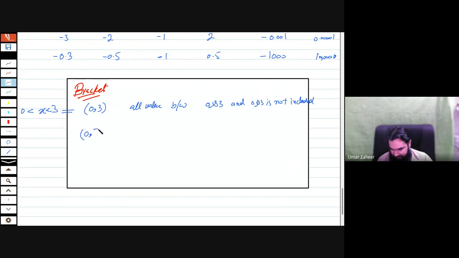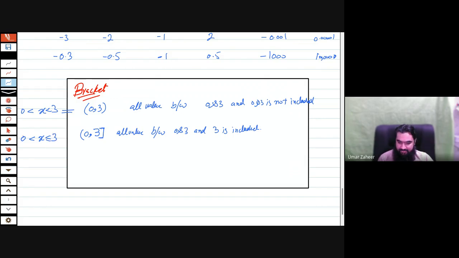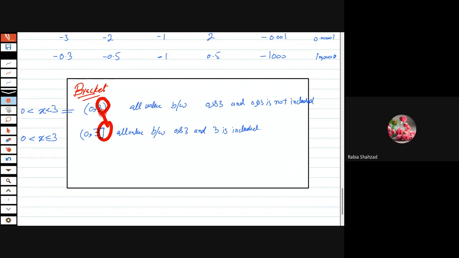And if you have a bracket like this, (0, 3], it means all values between 0 and 3, and 3 is included. And obviously 0 is not included. In inequality form, it looks like this: x is greater than 0 and less than or equal to 3. Got it? You see the difference?